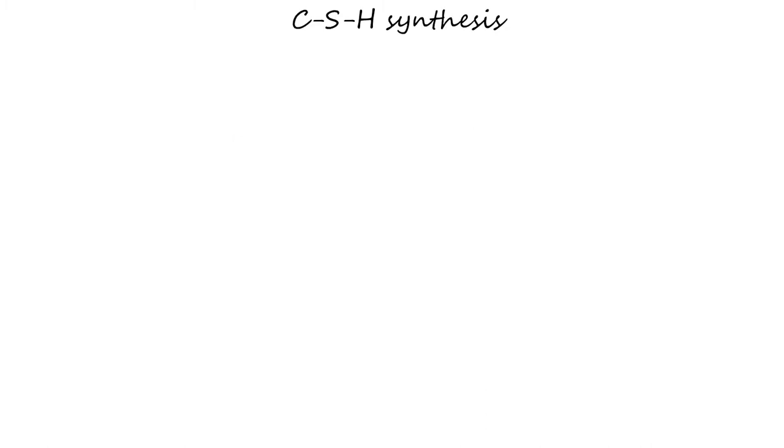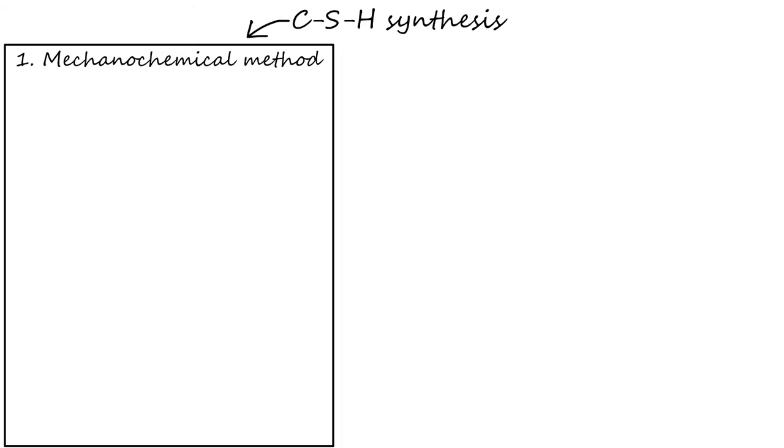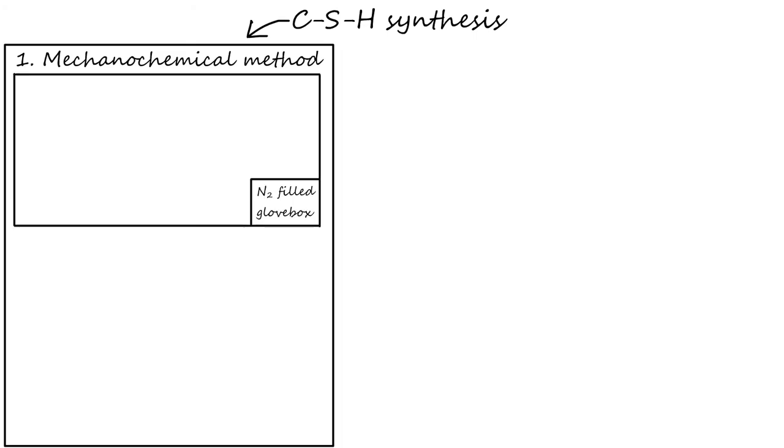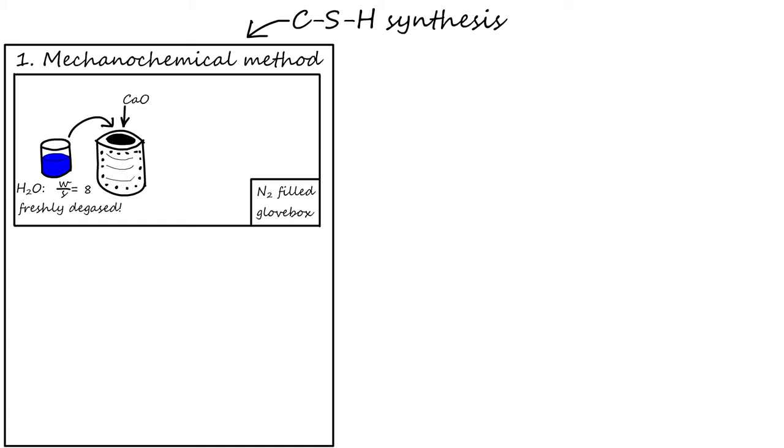The first synthesis method discussed in this video is the mechanochemical method. All sample handling has to be done within a nitrogen-filled glove box to avoid carbonation. The synthesis is carried out within a ball mill. One mixes freshly degassed, deionized water with the solids at a water-to-solid ratio of about 8. Calcium oxide is added, which should be freshly prepared by thermal decomposition of calcium carbonate.